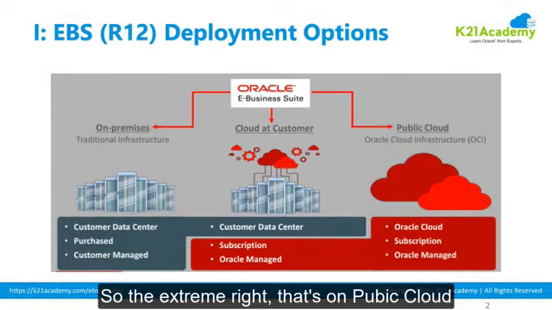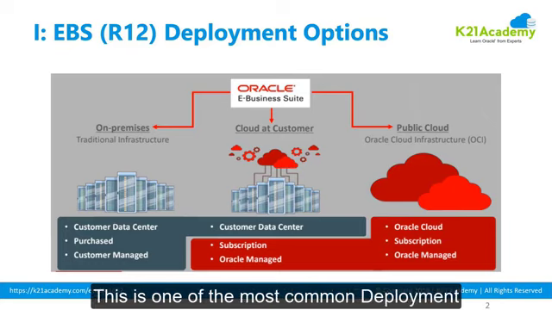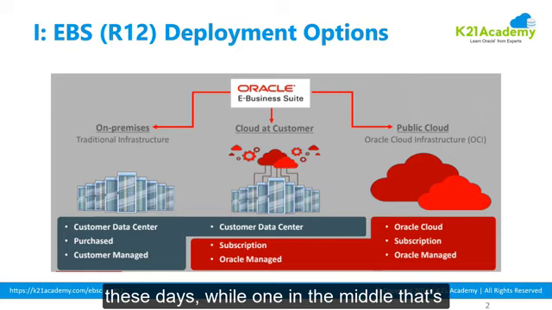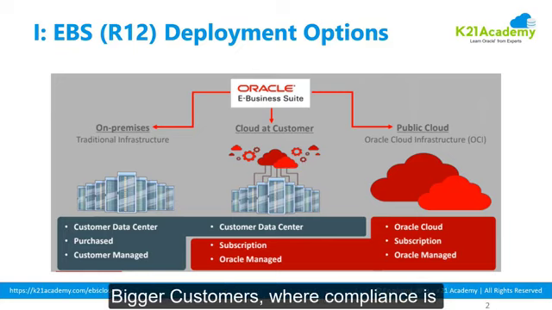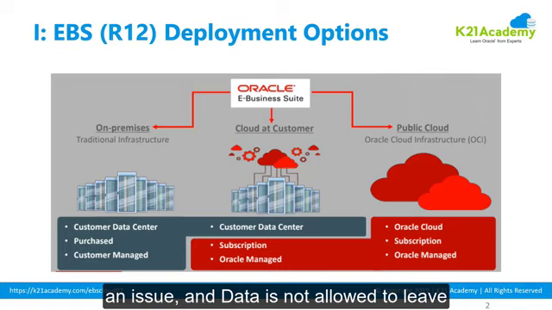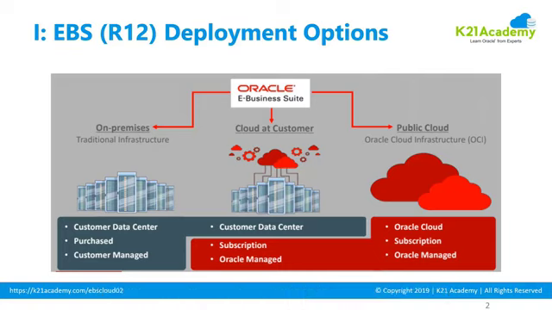Customer. So the extreme right, that's on public cloud, this is one of the most common deployment these days. While one in the middle, that's Cloud at Customer, is mainly for bigger customers where compliance is an issue and data is not allowed to leave customer premises.